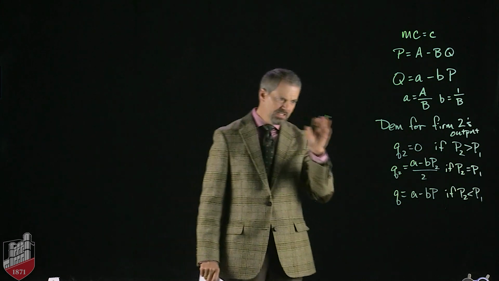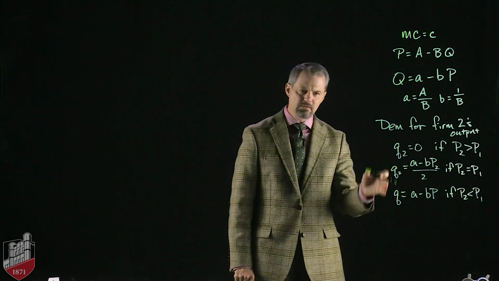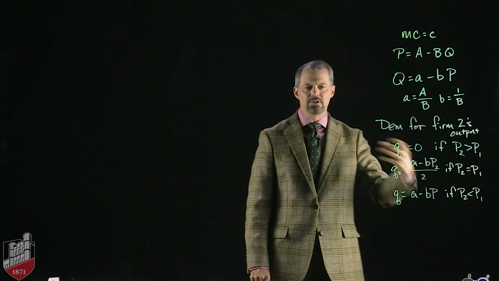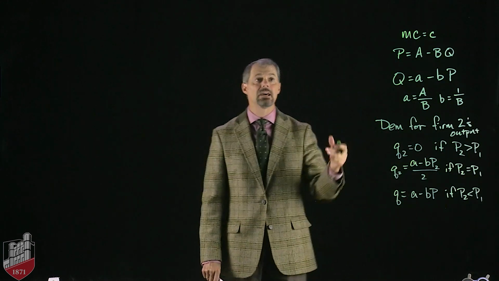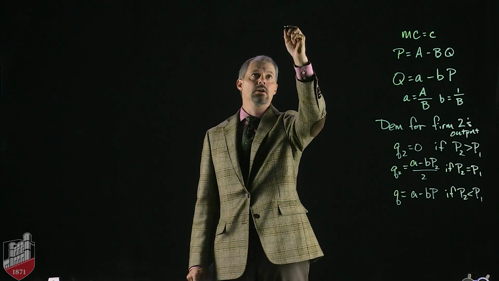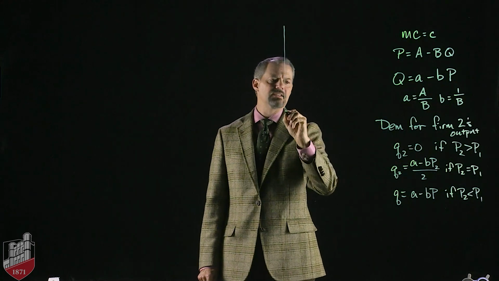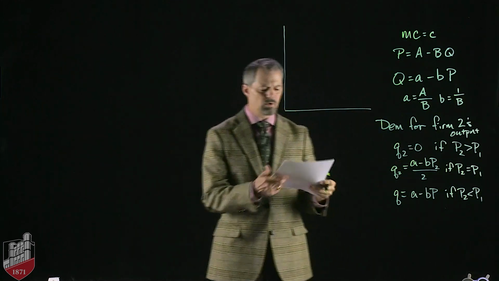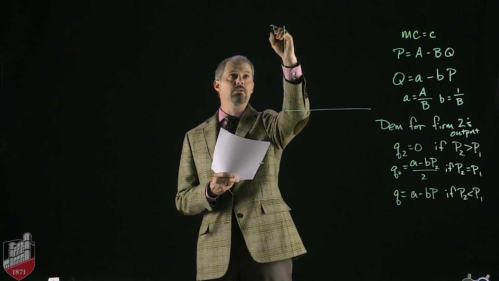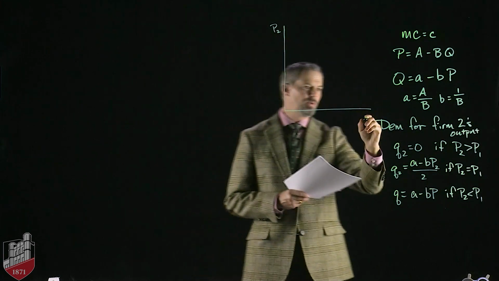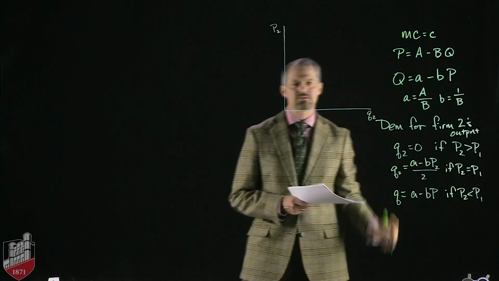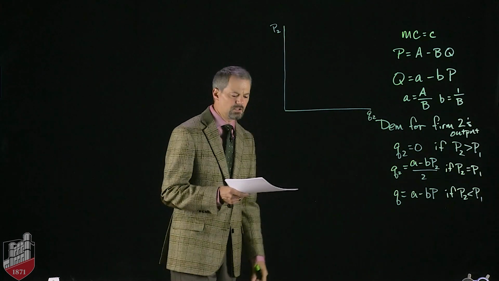Now, what this means is that the demand curve is not continuous. This introduces a discontinuity into the demand curve. We can actually draw what the demand curve looks like in this case. So what we're going to do is put P2 up here, and we're going to put Q2 down here. So we're going to be drawing the inverse demand curve.